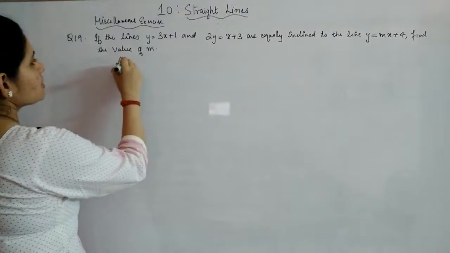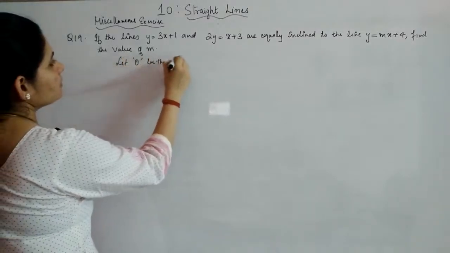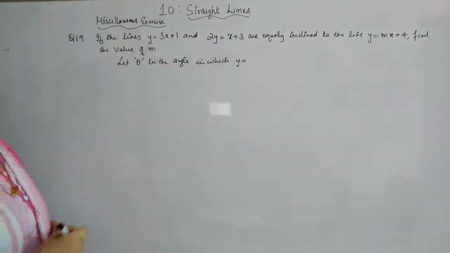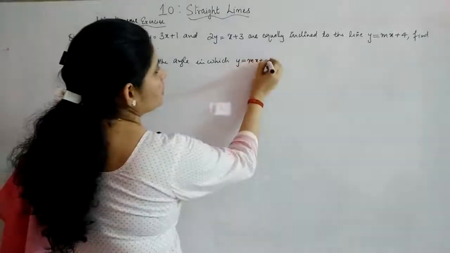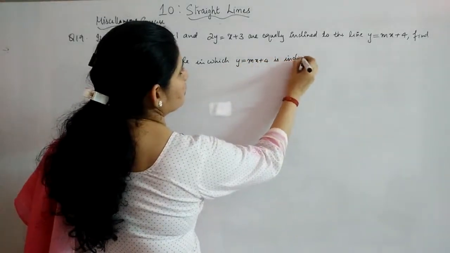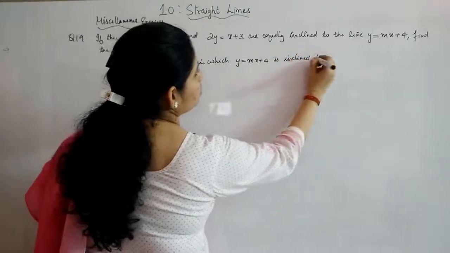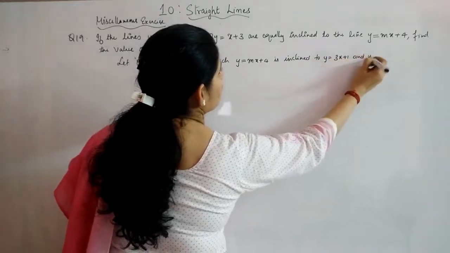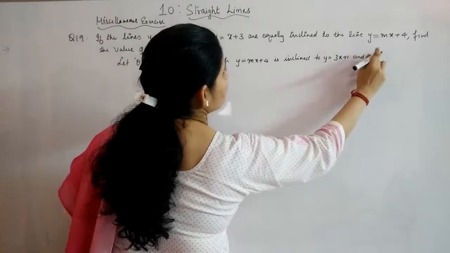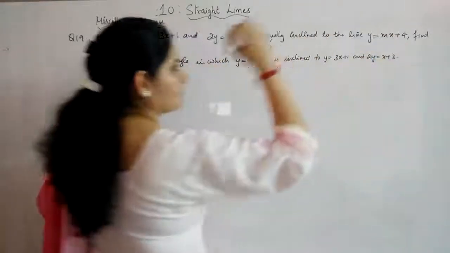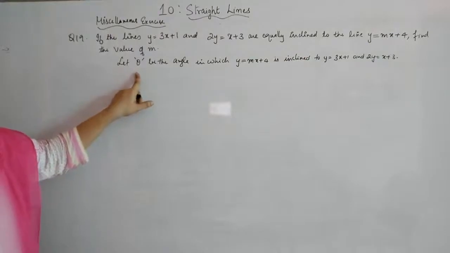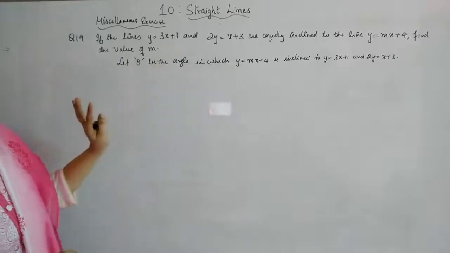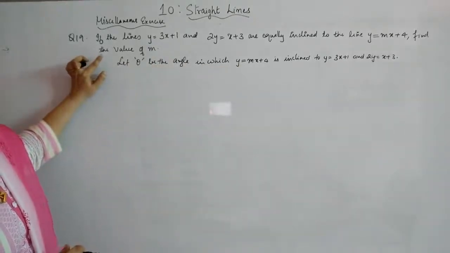Okay, so let theta be the angle in which y equal to mx plus 4 is inclined to the lines y equal to 3x plus 1 and 2y is equal to x plus 3. Okay, we are taking theta as the angle between the two lines in which the line is inclined. So both have the same angle of inclination. Now we will start with tan theta.